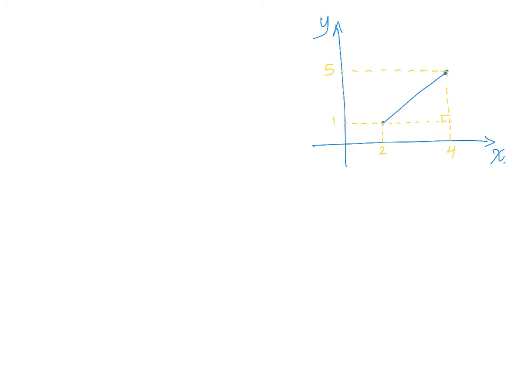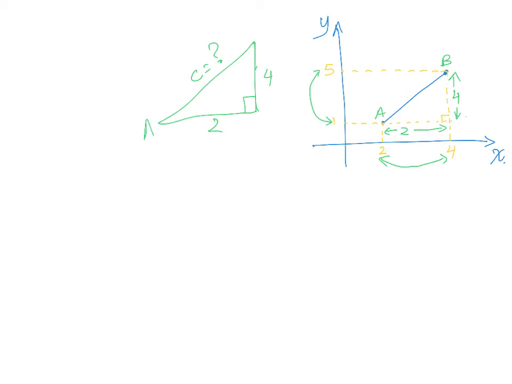So what is the distance from 2 to 4? 2 units. So this length is 2 units. And then what's the length from 1 to 5? It's 4 units. So this is 4 units. So now we have a right triangle with 2 over here and 4 over here. We want this length. Let's call it AB. So we want the length AB.